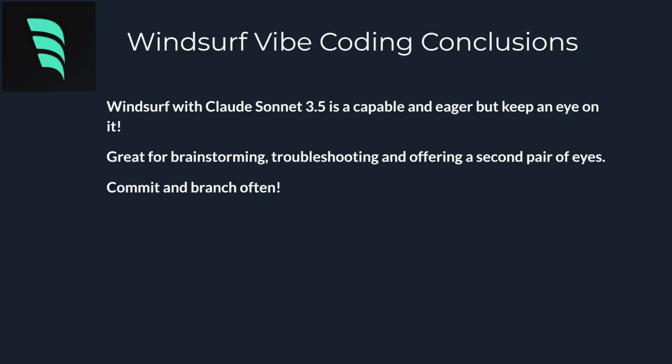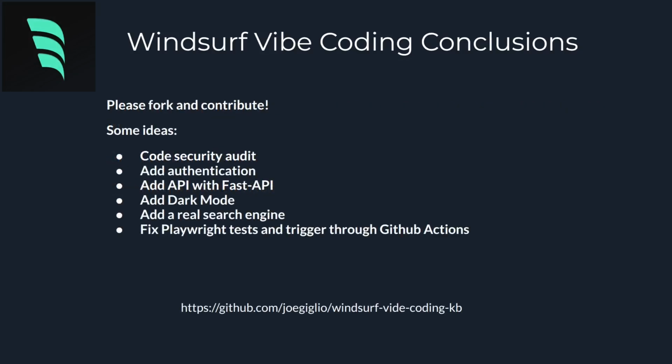I mentioned this several times in the video. Please commit and branch often. Again, don't make any assumptions. If you have something in a good state, save it so you could always roll back. So if you enjoyed this project, please fork it and contribute just some of the ideas that I had, maybe for some future features. A code security audit, add authentication, add an API with FastAPI. Any real product these days is made API first.